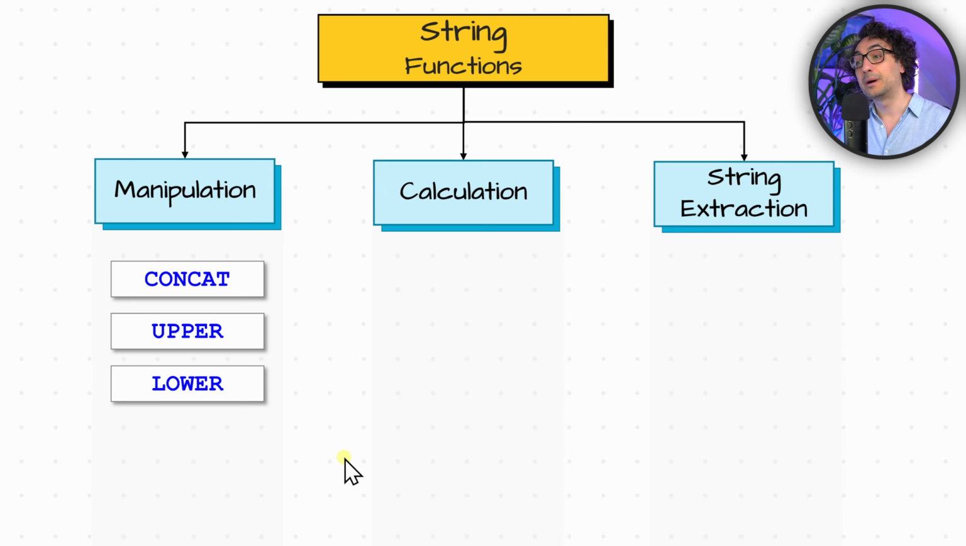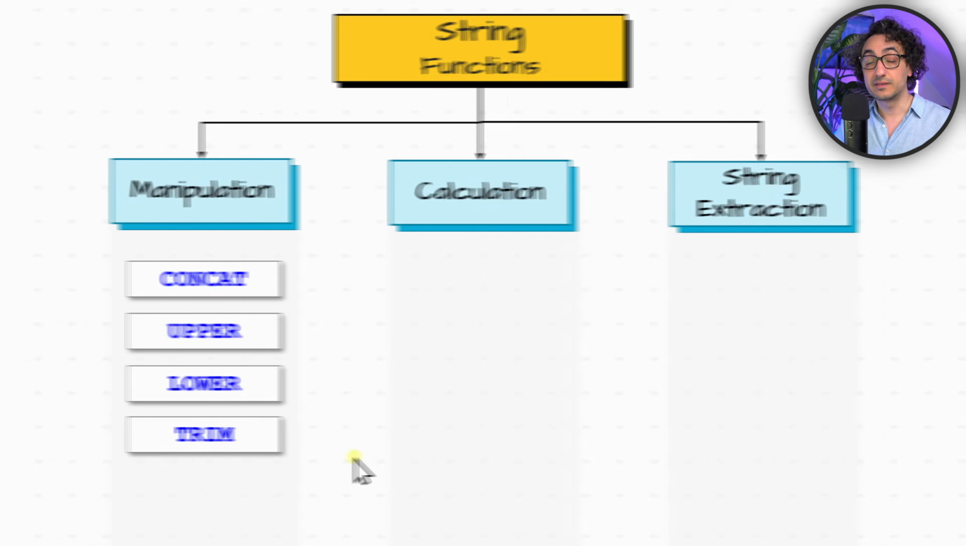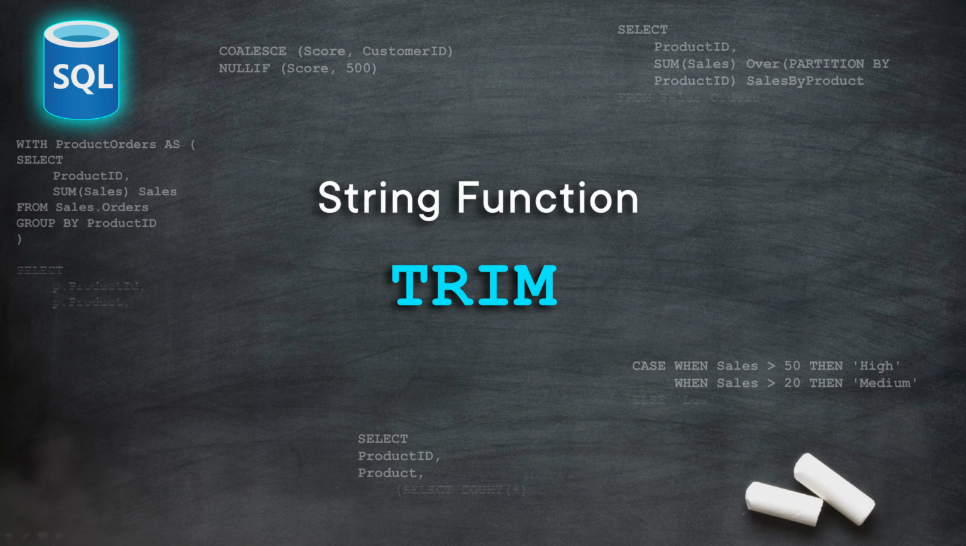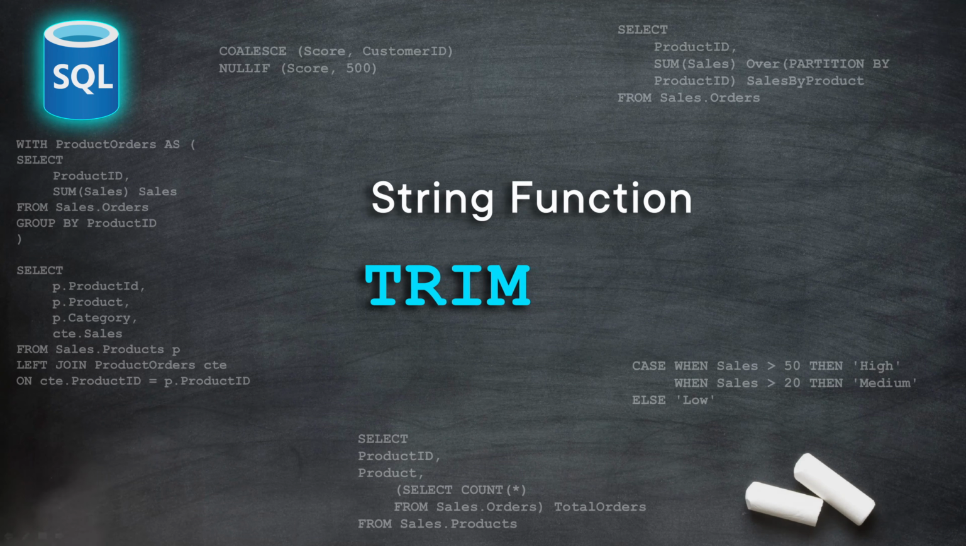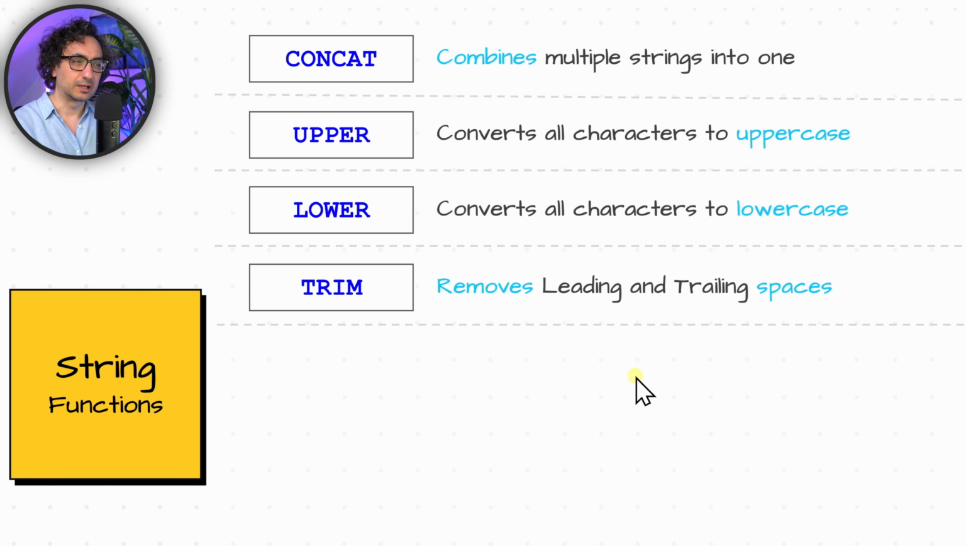Okay, so that's all about UPPER and LOWER. Next we're going to talk about a very interesting function. It is TRIM. The TRIM function is going to remove the leading and trailing spaces in your string values. So it's going to get rid of the empty spaces at the start and at the end of a string value. Let's have a very simple example.